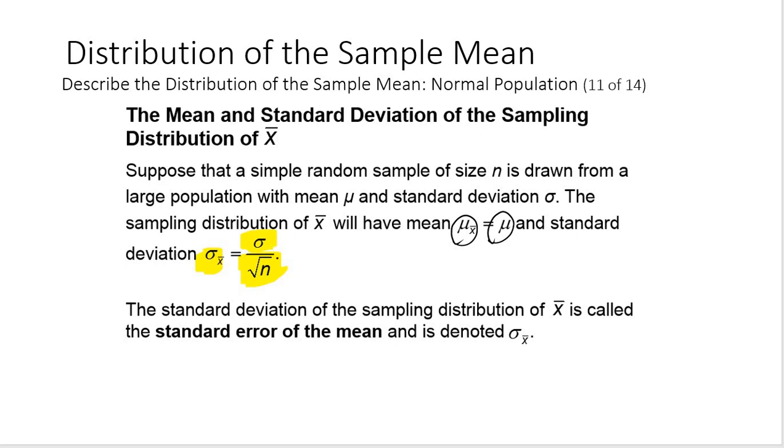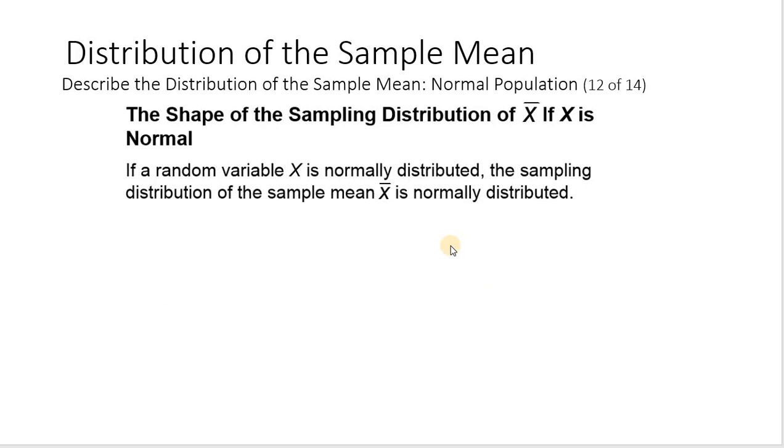So we can also call the standard deviation of the sampling distribution the standard error as well. So sigma sub x bar is also known as the standard error of the mean. So we can basically understand that if a random sample x is normally distributed, the sampling distribution of the sample mean x bar is also normally distributed.